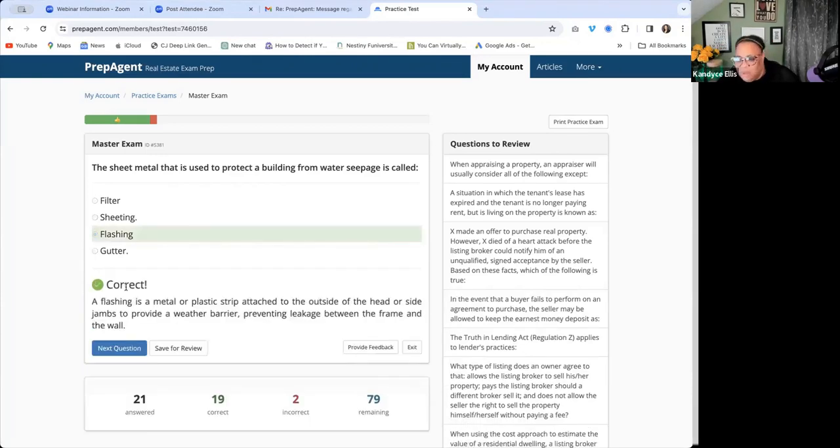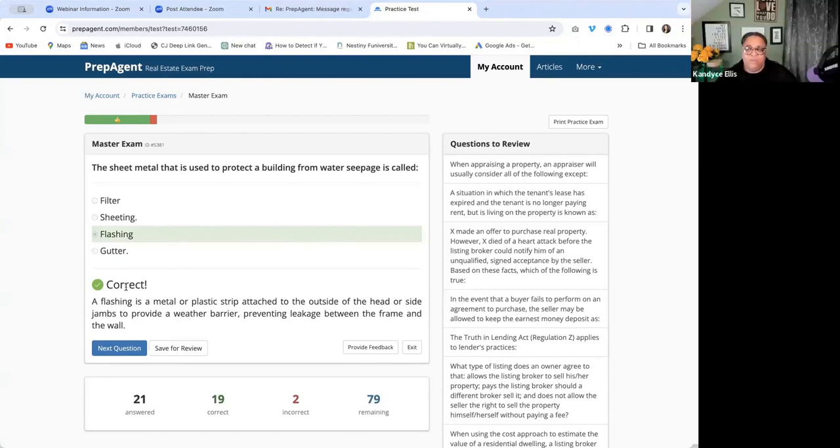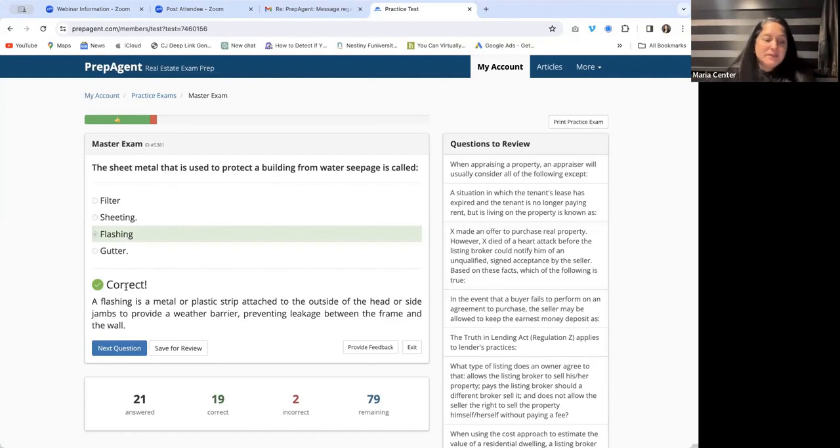I hate it. There's always something. There's always something on the inspection report about the flashing. Always. At least it's pretty easy to fix if there's something wrong, but yeah, definitely.